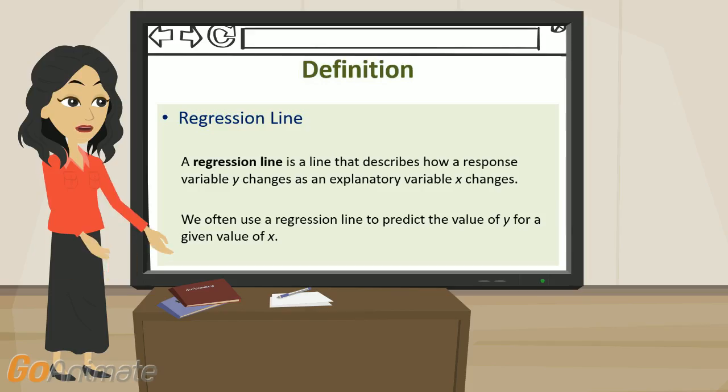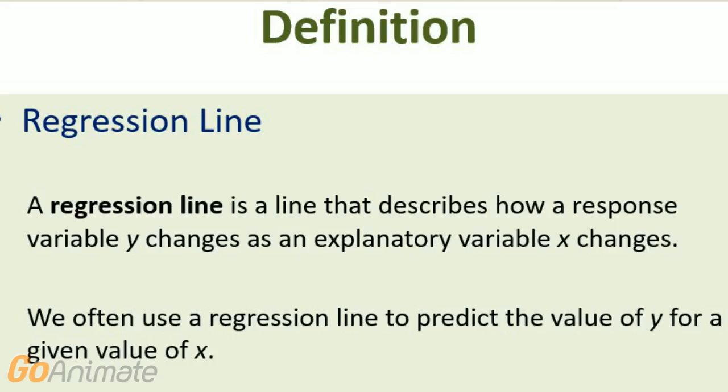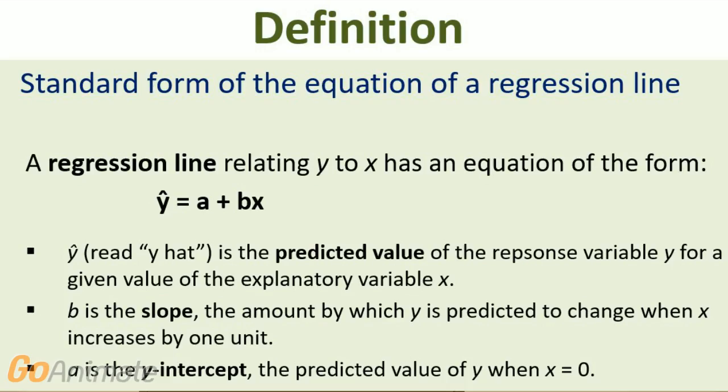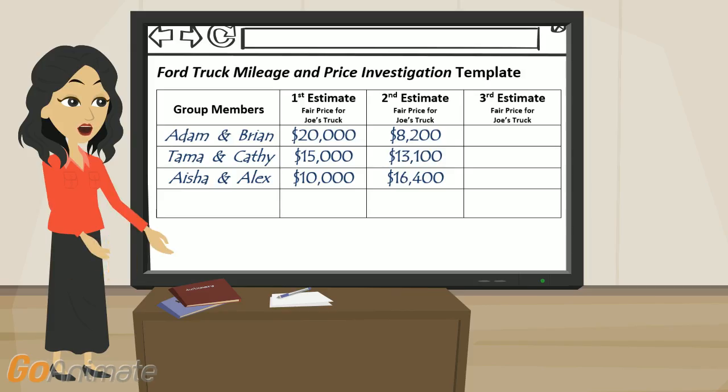Here is the formal definition of a regression line. A regression line is a line that describes how a response variable y changes as an explanatory variable x changes. There is also another related definition about the standard equation of a regression line. A regression line relating y to x has an equation of the form y hat equals a plus bx. Now let's take a look at the results from each of the small groups.